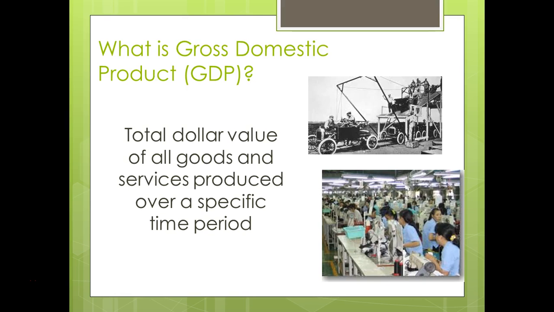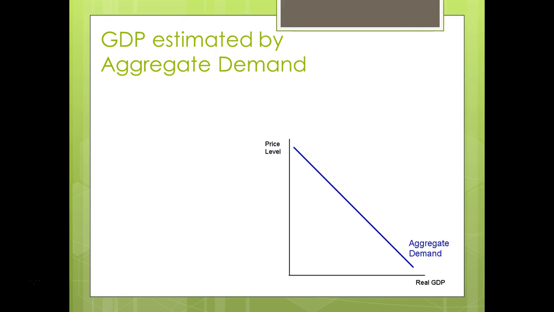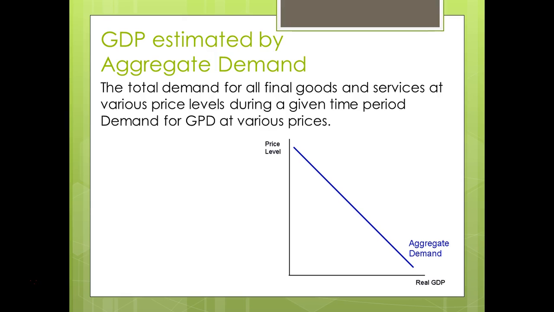So let's start with a review of what GDP is. GDP is the total dollar value of all goods and services produced over a specific time period. It's everything that is produced in an economy, usually in a year. Aggregate demand is just all of the goods and services that are purchased in an economy in a given time. So it's the total demand for all final goods and services at various price levels. It's everything that's purchased in an economy. GDP is everything that's produced. Aggregate demand is everything that's purchased. And so it's often referred to as the demand for GDP at various prices.